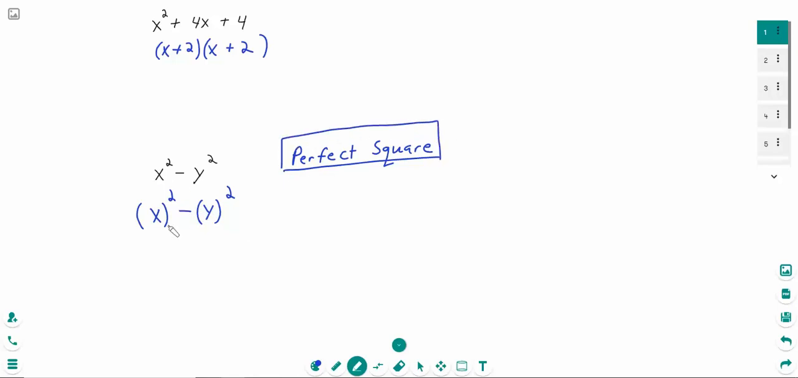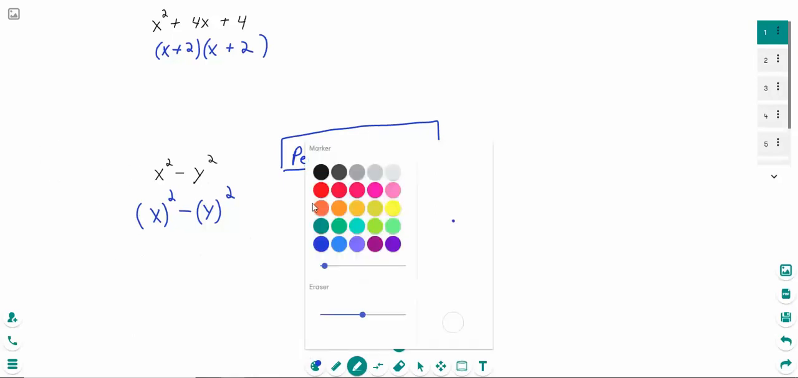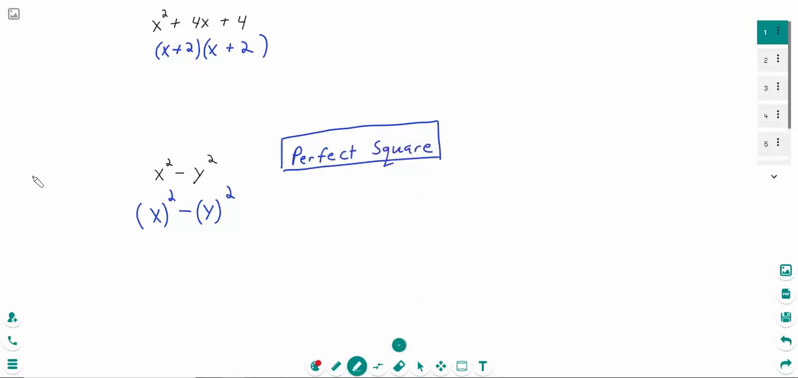All right, they both have to be squared though. So for an example, this would not be a binomial that is a perfect square. If I had something that looked like this, x to the third minus y to the second, okay? Here, I have an x, and it's being raised to the third power. Well, that's not what we would say is square rootable, okay? It's not something that's being multiplied by itself twice. It's being multiplied by itself 3 times in this case, okay?